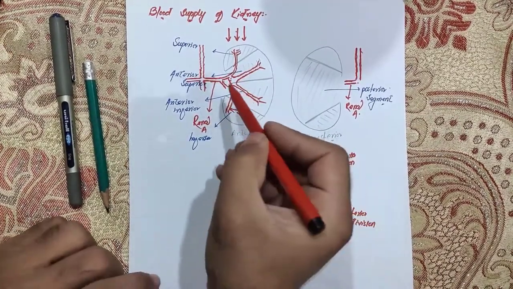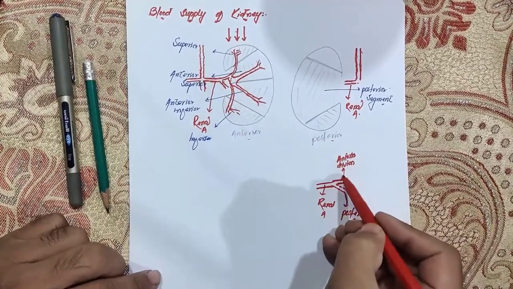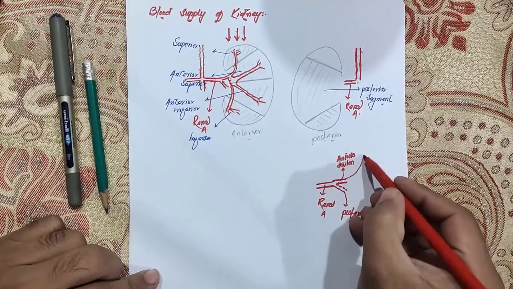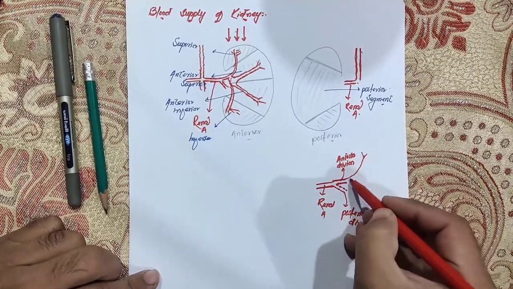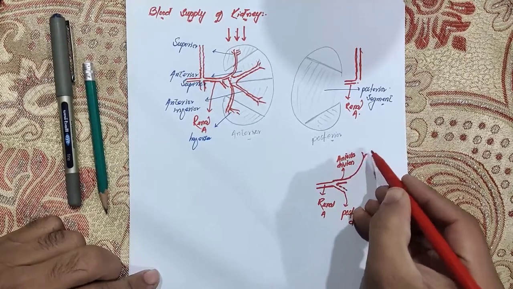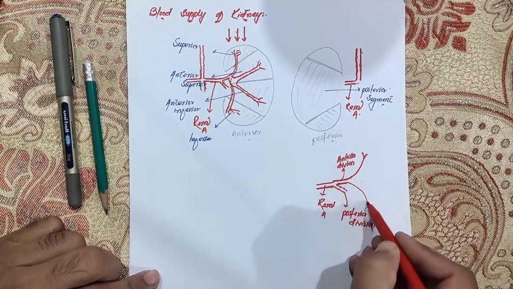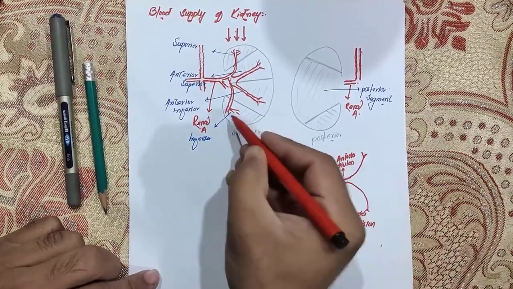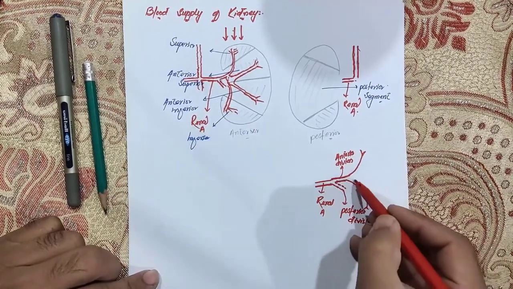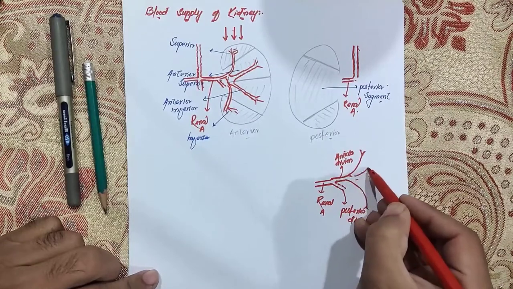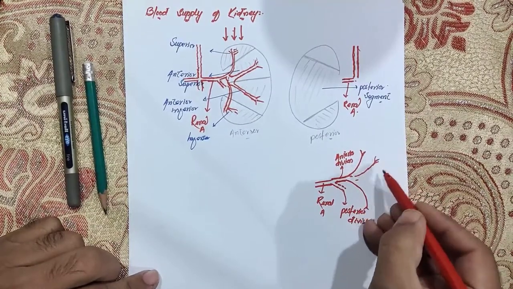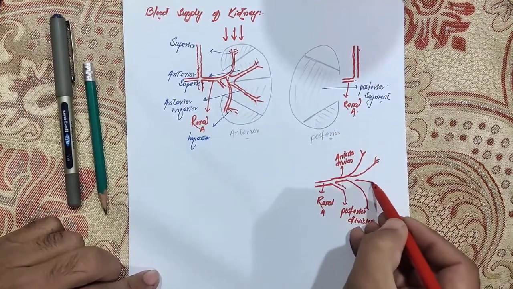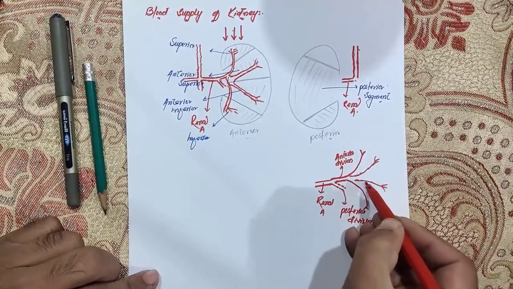So how many branches the anterior division gives? Anterior division gives four branches. It's like this: the superior segmental artery, right? Superior segmental, it's like this. Then there is the inferior segmental, right? It comes to the inferior segment, this one, right? And then there is the superior anterior segmental, right? Superior anterior segmental, and then there is the inferior anterior segmental branch.